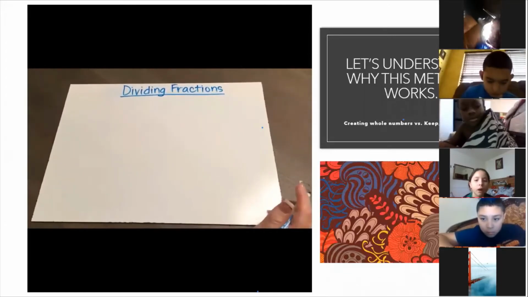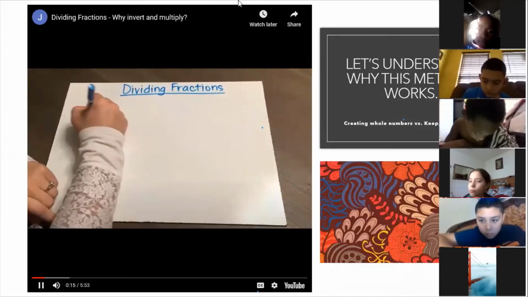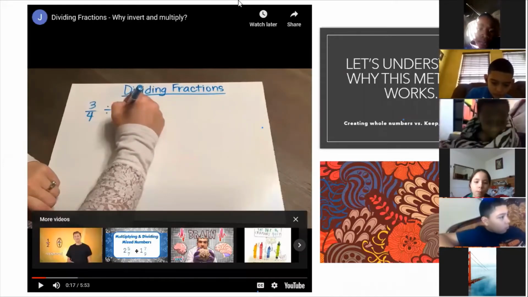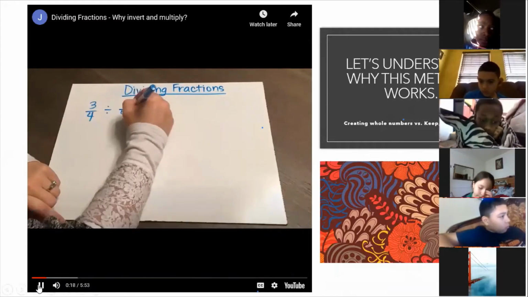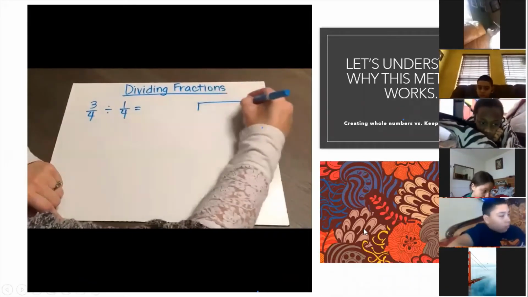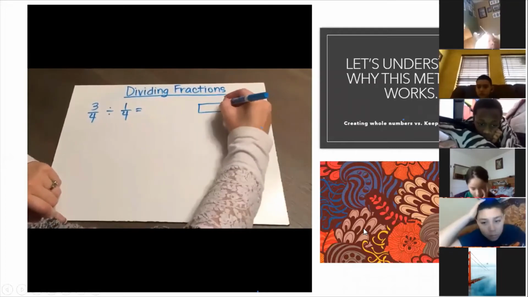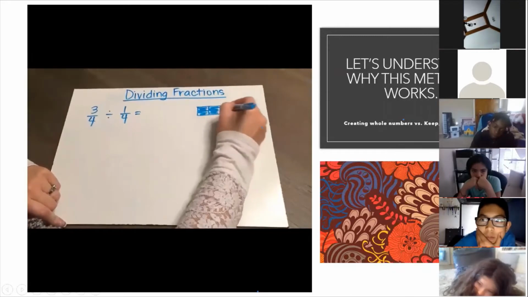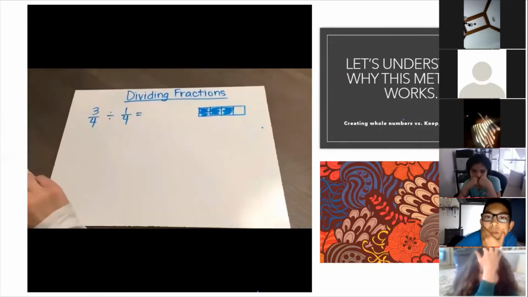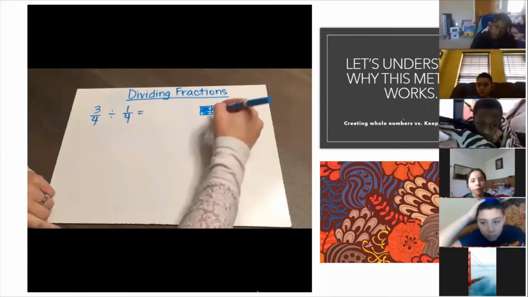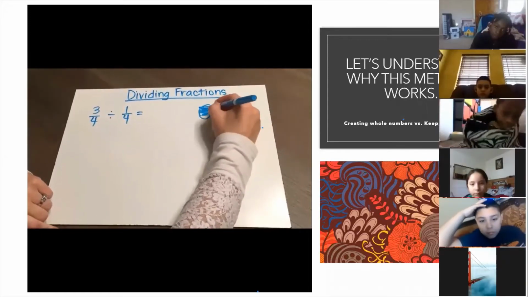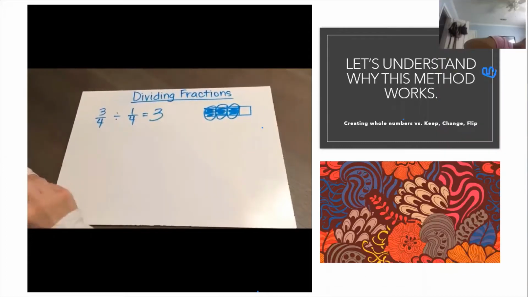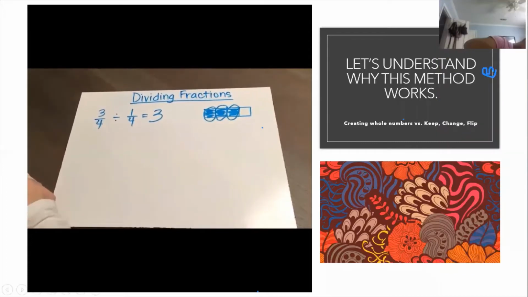If we have a simple problem, that actually works well. If we have 3/4 divided by 1/4, we can show that using a model. We have a chocolate bar divided into fourths, and we have 3/4 of that, and we divide into groups of 1/4. We're going to look at how many groups of 1/4 we have. There's 1, 2, 3 groups of 1/4, so our answer would be 3. 3 groups of 1/4 in 3/4 of a bar.